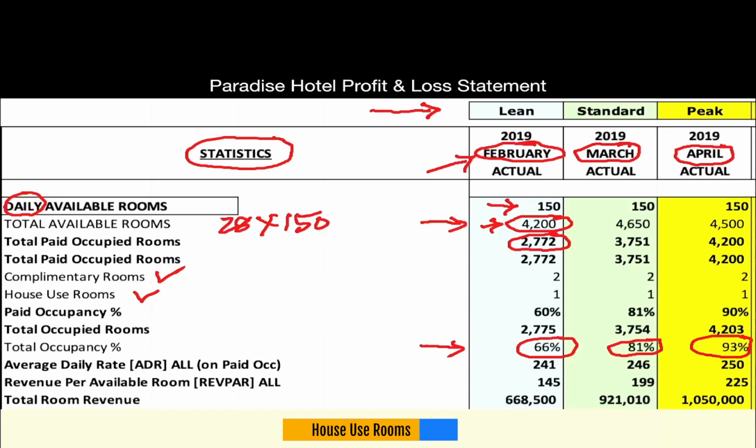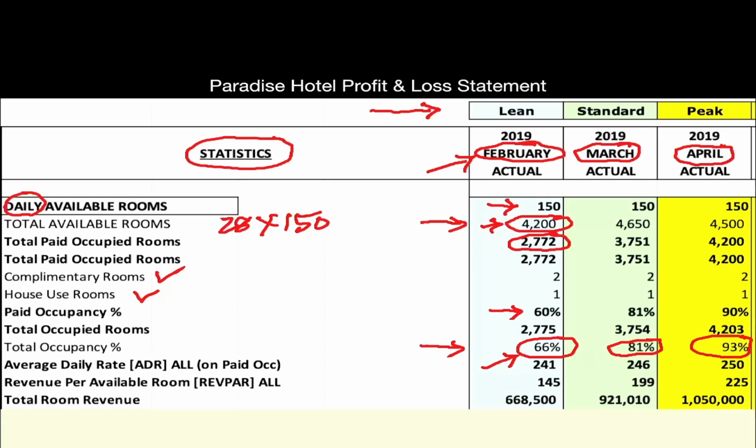House use room means simply the hotel is using a particular guest room for its own purposes. For example, it may be doing some maintenance, which is normally the reason why a house use room is shown. So the difference between the paid occupancy and the total occupancy is actually these two: complimentary rooms and house use rooms. That is why you see there is a difference between the paid occupancy percentage, 60%, and the total occupancy percentage, which is 66%. Now, for reference, the 66% occupancy is the total occupancy including non-paid rooms.